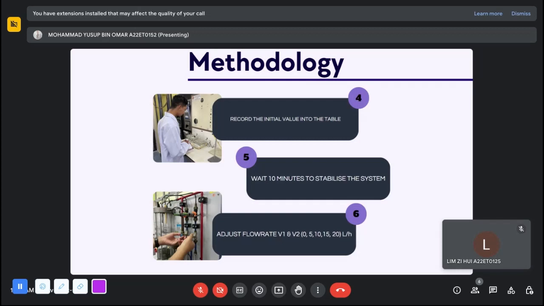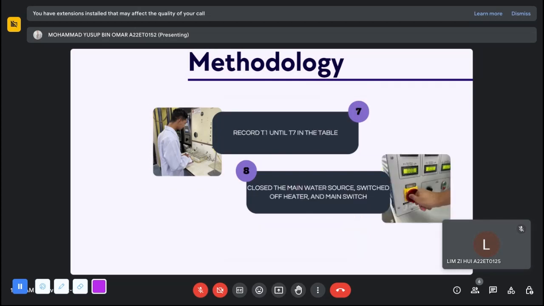After that, we need to adjust the flow rates V1 and V2. Then record T1 until T7 in the table. Lastly, close the main water source, switch off the heater and main switch.